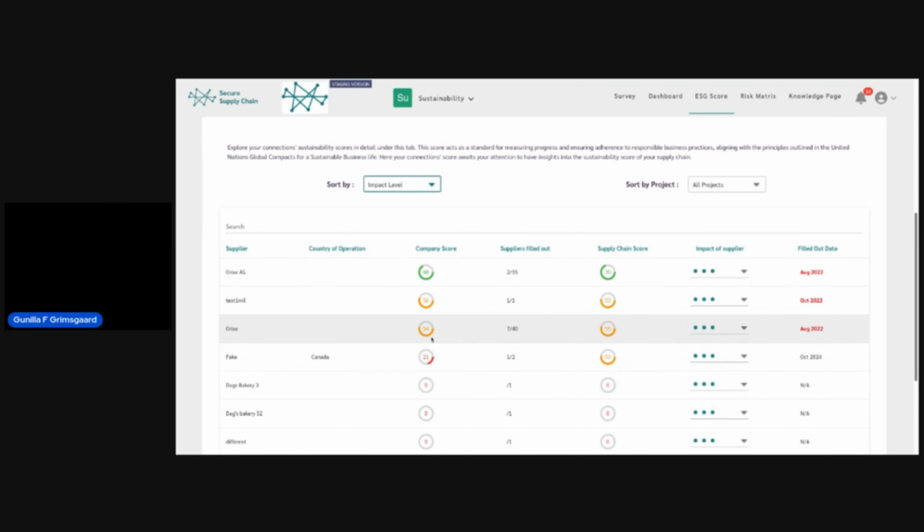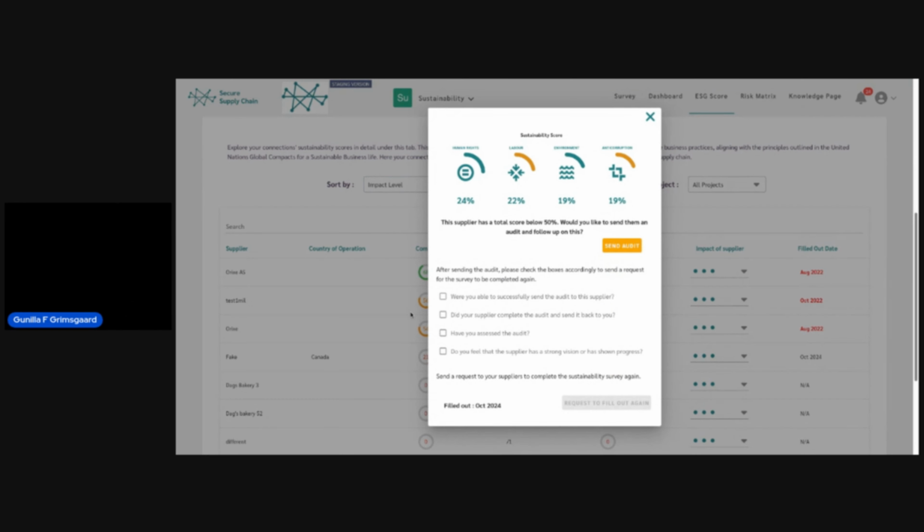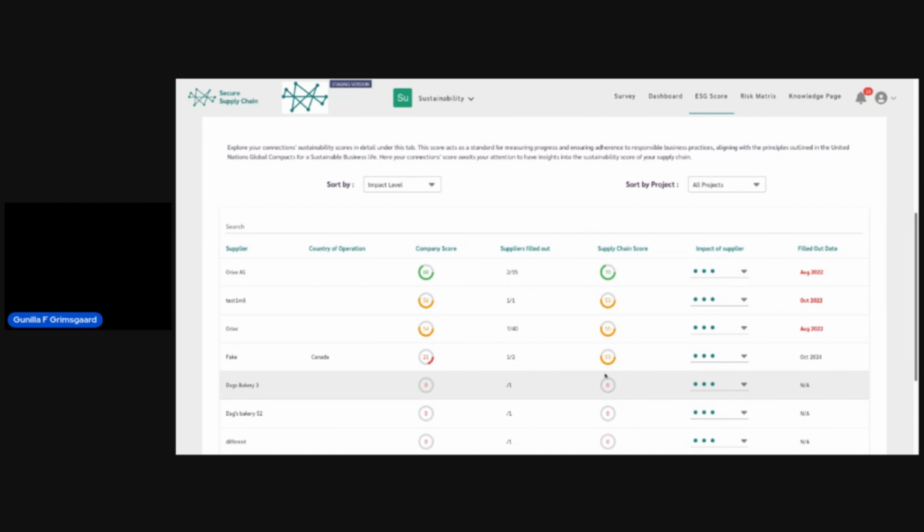So maybe here I want to have, so here it's a really, really low score underneath 50. So maybe I want to send them an audit and ask them some more questions about how they work with ESG in their company. Here you can see their supply chain score and how many connections they have in the Orixe system, and also how many of them fill out the sustainability score. This is how it looks like.